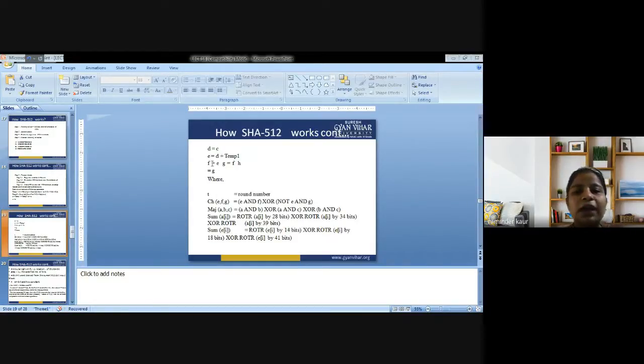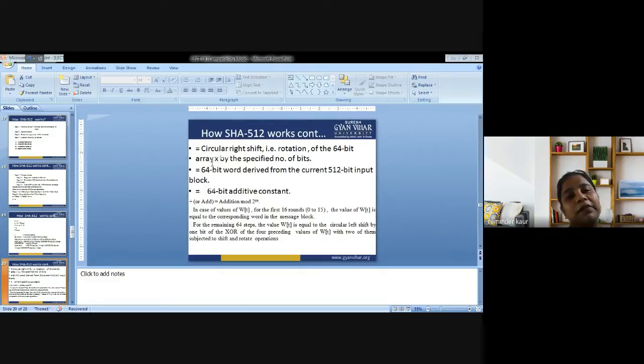Next is sum of E, equal to ROTR of E by 14 bits, XORed with ROTR of E by 18 bits. In addition, it is XORed with ROTR of E by 41 bits. So this is the mathematical aspect of the same. CRS is the circular shift, that is, rotation of a 64-bit array X by the specified number of bits, and the 64 bits were derived from the current input flow.